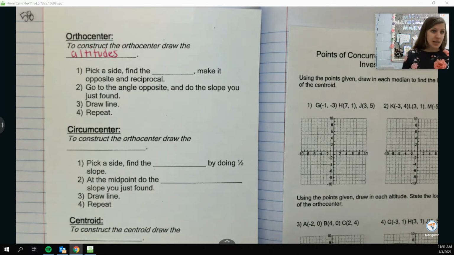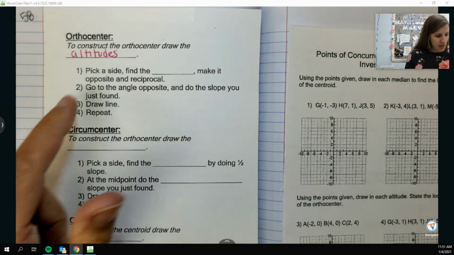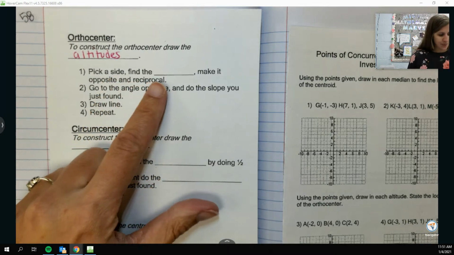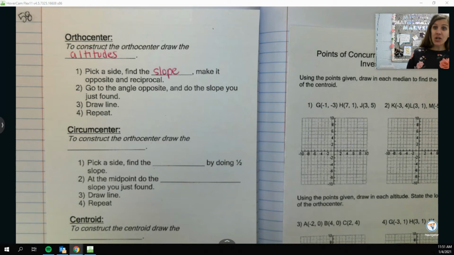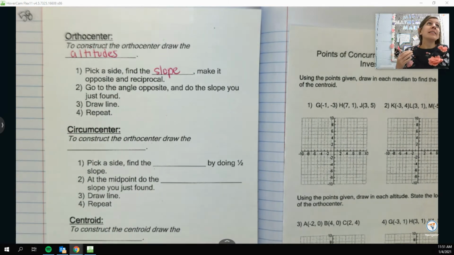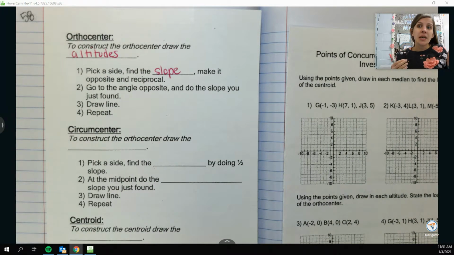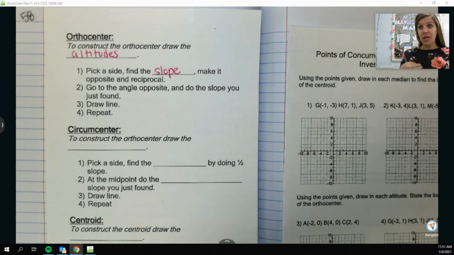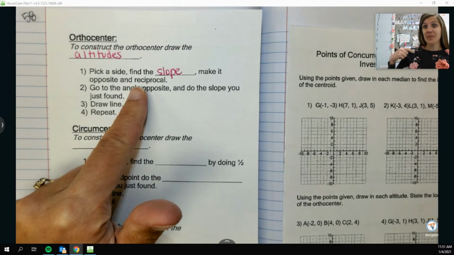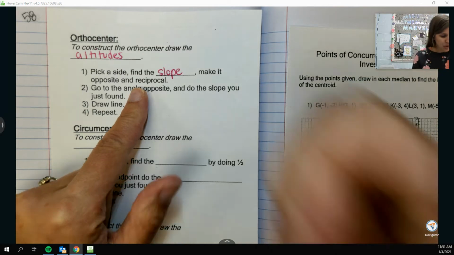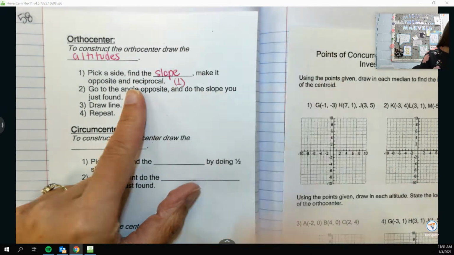So to do this, to draw an altitude, I need to pick a side and find the slope. And I need to do this because an altitude has to be perpendicular. And I can find perpendicular things on a graph by finding the slope and doing it opposite reciprocal, because then it will be perpendicular. So this gets me that perpendicular thing.